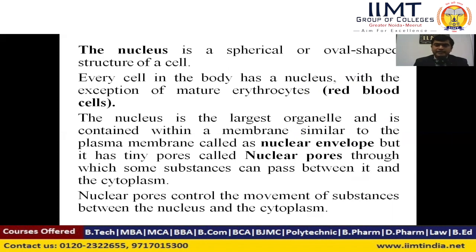What exactly happens is that at the time of maturity, red blood cells eject the nucleus from the cell, and so mature red blood cells do not possess a nucleus, right? So the nucleus is the largest organelle of the cell that we consider.